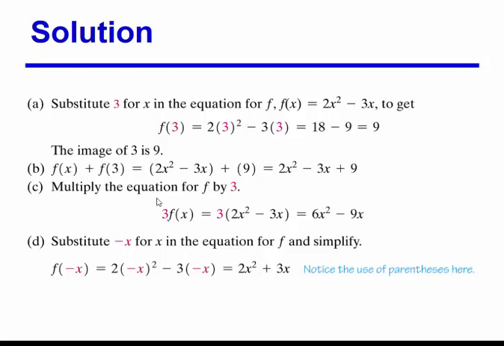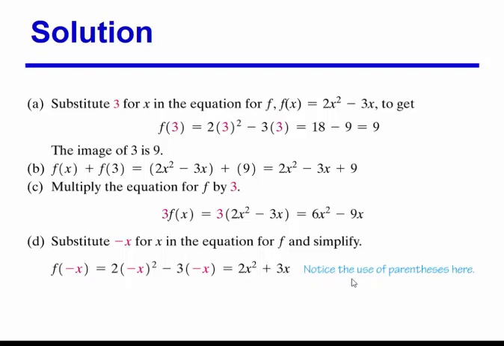And then for c, we're going to multiply the equation for f by 3. So we have 3 times f of x. And so you can see here that we simply multiply f of x by 3, and we end up with 6x squared minus 9x. And then for d, we're going to substitute negative x for x in the equation for the function and simplify. And so f of negative x then becomes 2x squared plus 3x.